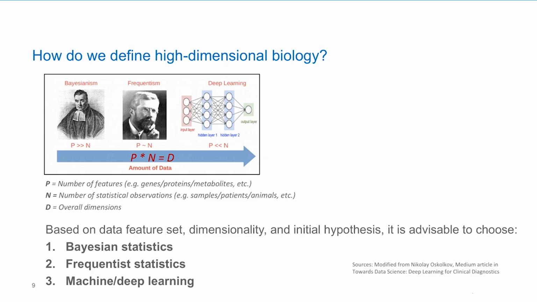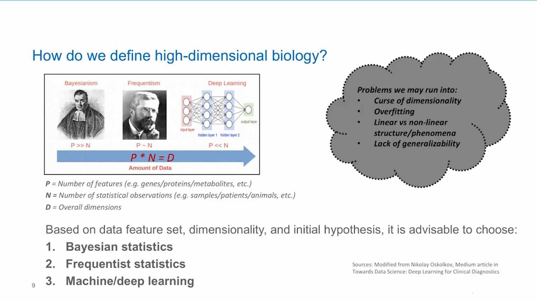Based on this information, as you can see in the image, we usually make underlying assumptions and accordingly employ analytical models like Bayesian, frequentist, or higher order deep learning. This is important as any issues encountered in this step can subsequently impact our data analysis and interpretations, as we can run into the problems of dimensional curse, overfitting, issues with linear versus nonlinear structure, etc. In the end, this will impact our generalizability and our biological interpretations.